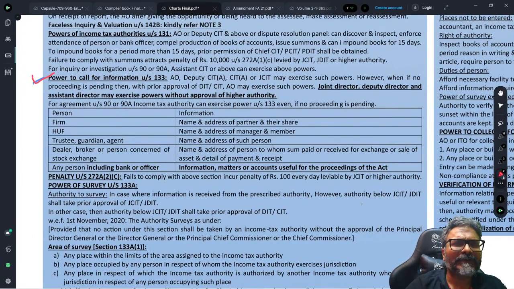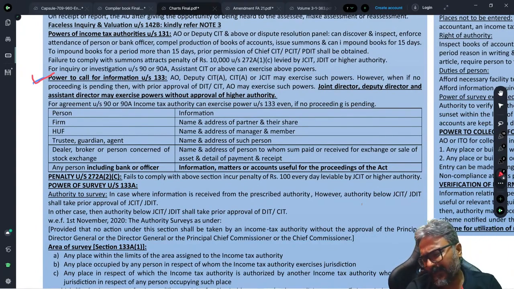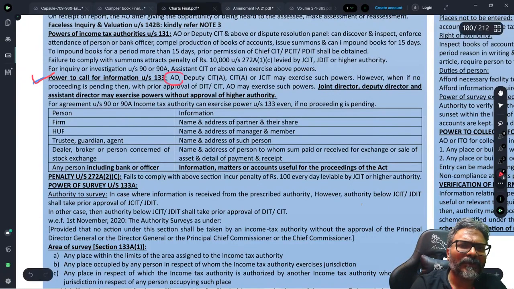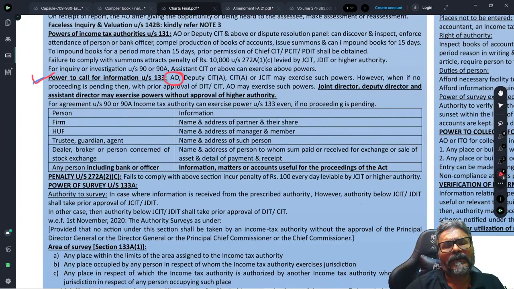Now, here, students, many students struggle to really remember these various officers. Who are the officers? Just focus, students. Take it in a very simple way. You are right now doing the assessment, and in the assessment, the person who is active is the AO. So we have to see whether the AO has the power to exercise this particular power. Just focus only on the AO for the time being. And the AO name is mentioned.